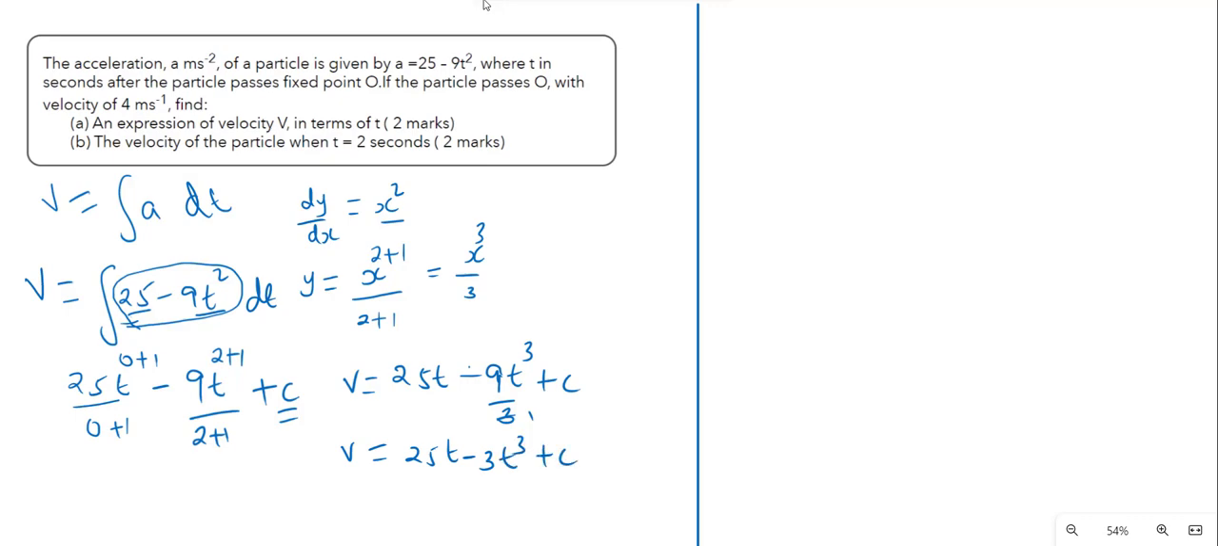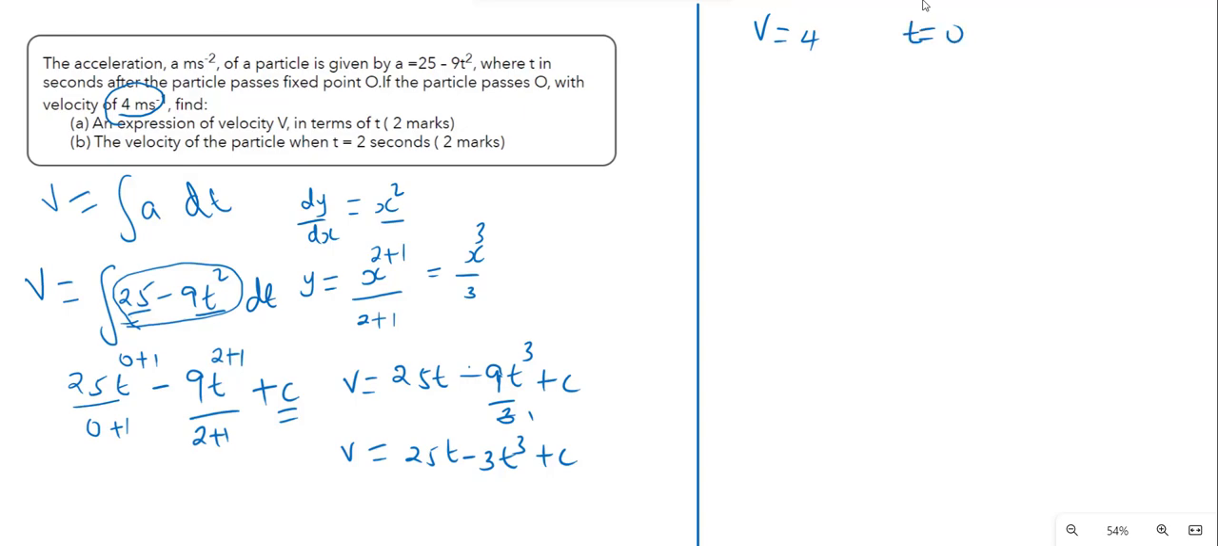Now question A is not asking us this. This is called a general equation, so we want a particular equation. So for us to get the particular equation, we use the information in the question, which is this one. We are given velocity at the fixed point, which means that is initial velocity. So we have velocity v as 4, and at the initial velocity time will be 0.